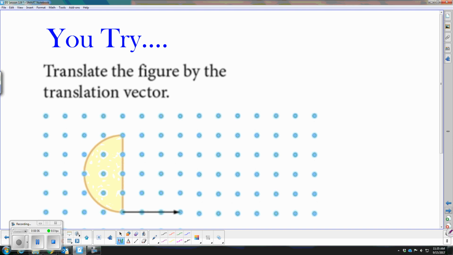Okay, so now you try. It says translate the figure by the translation vector. So it tells you exactly which direction you should go and how far. So feel free to pause the video while you work.